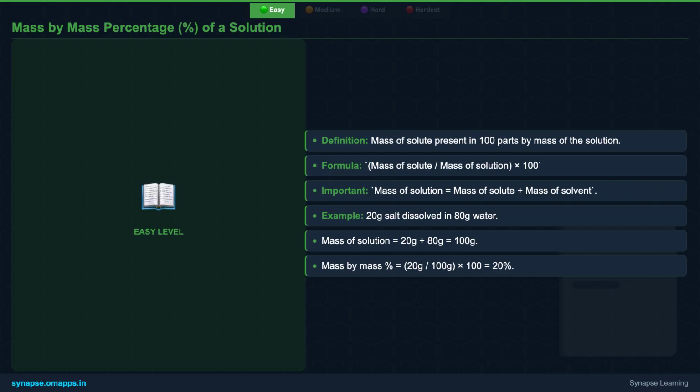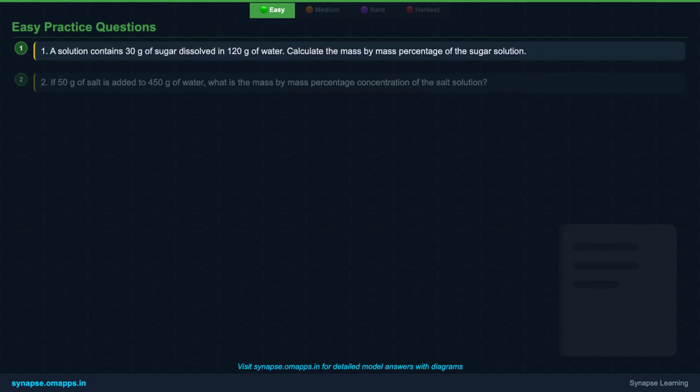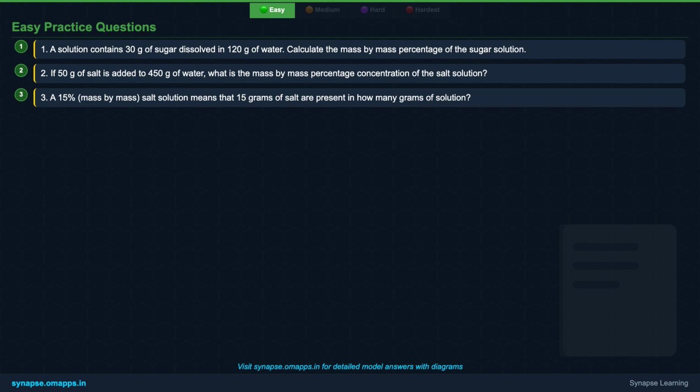It's super straightforward. You take the mass of the solute divided by the total mass of the solution, which is solute plus solvent, and multiply by 100. For example, if you dissolve 20 grams of salt in 80 grams of water, your total solution mass is 100 grams. So, 20 divided by 100 multiplied by 100 gives you a 20% mass by mass solution. Simple, right?